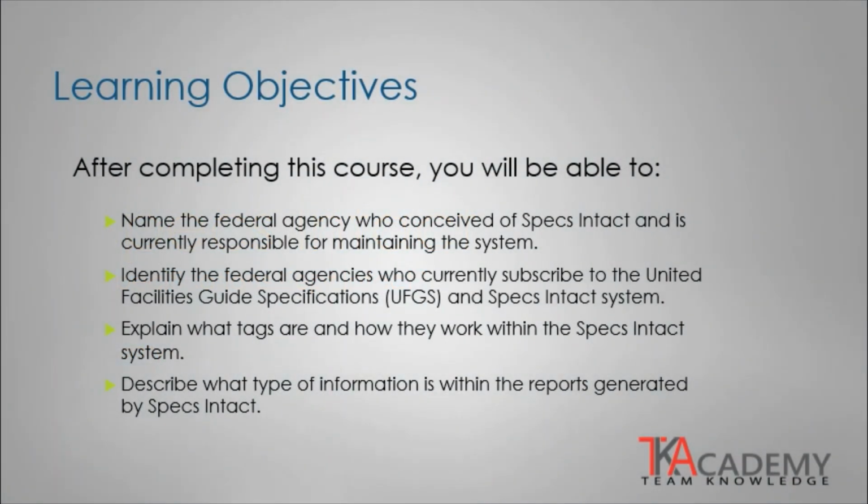Our learning objectives for this course are the following: to be able to name the federal agency who conceived of Specs and Tact and is currently responsible for maintaining the system. To identify the federal agencies who currently subscribe to the United Facilities Guide Specifications, the UFGS, and the Specs and Tact system. To be able to explain what tags are and how they work within the Specs and Tact system. And to be able to describe what type of information is within the reports generated by Specs and Tact.